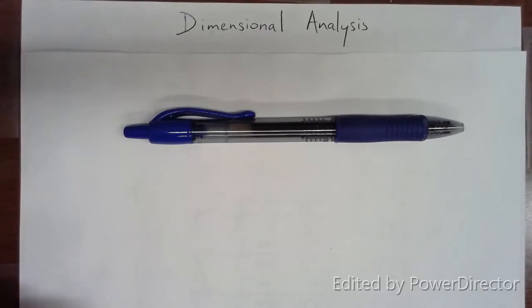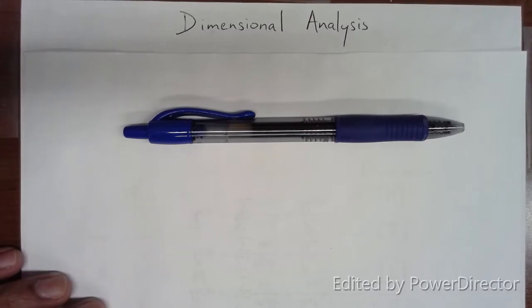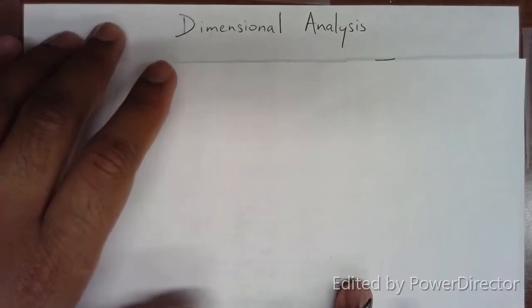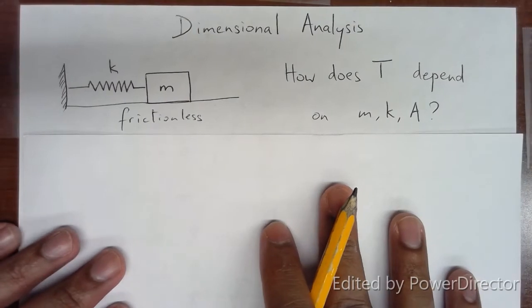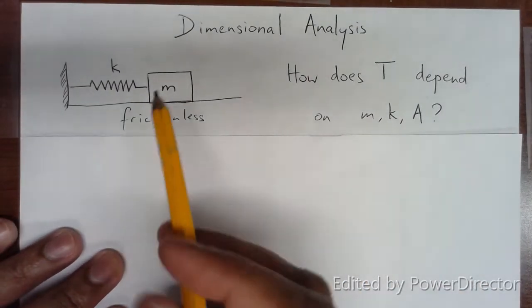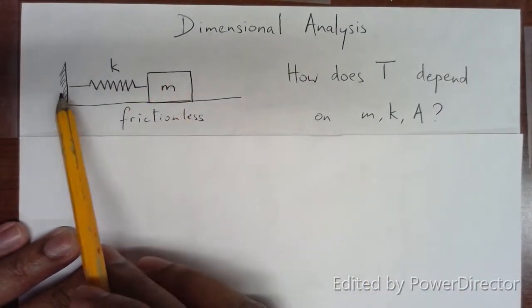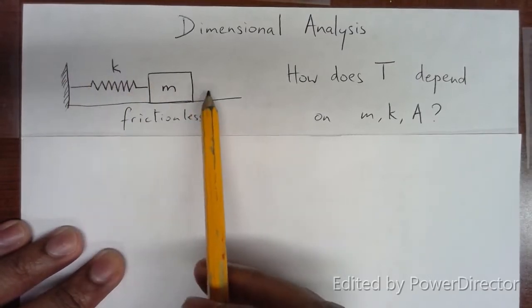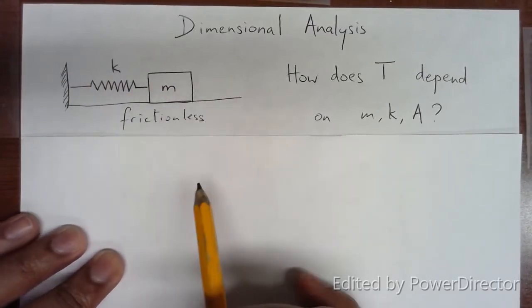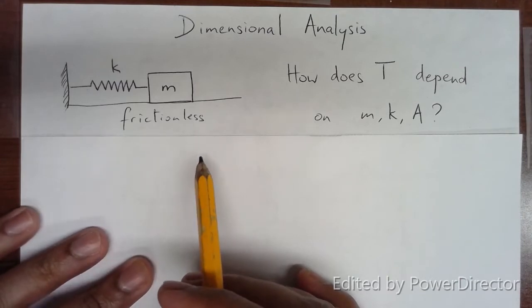In this video, we will learn the basics of dimensional analysis, which is a tool that we use to approach a problem in a new physical system. Supposing we want to look at a mass attached to a spring. So we have mass m attached to a spring of spring constant k, the other end of the spring is attached to a wall, and it's oscillating back and forth on a frictionless horizontal surface.